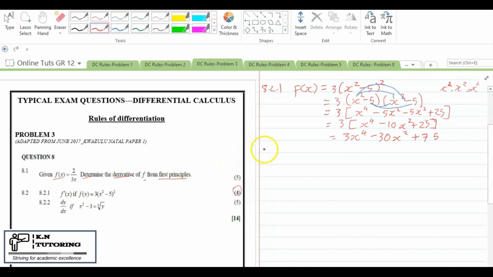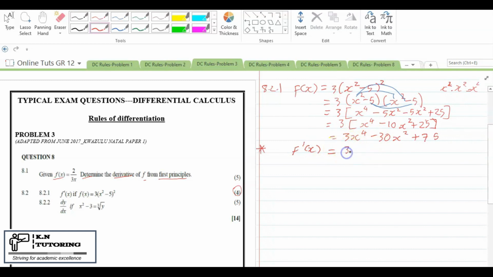And as I've shown you, I'm going to put a star here to show you that now I'm starting to differentiate. Remember, you don't have to write this, I'm only showing you. Now we ask ourselves, which notation do I have to use? We go back to the question. The question says f prime x. So the notation for differentiation for this question is f prime x. Now I apply my rules of differentiation.